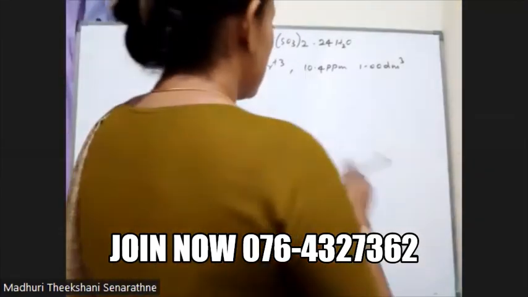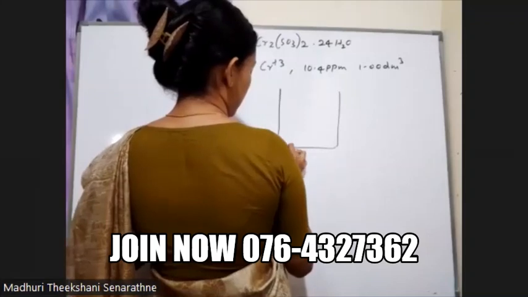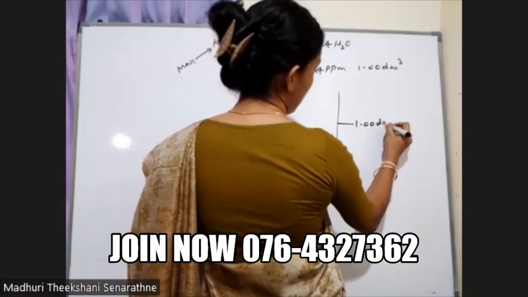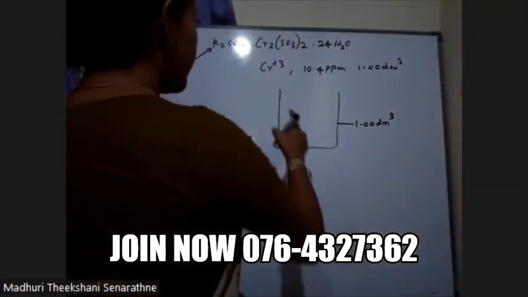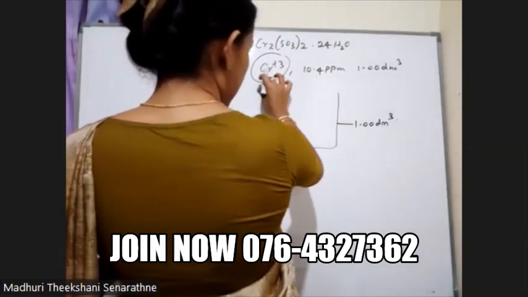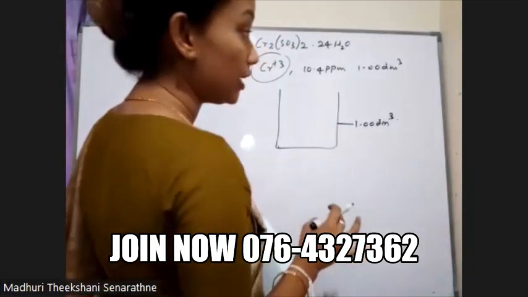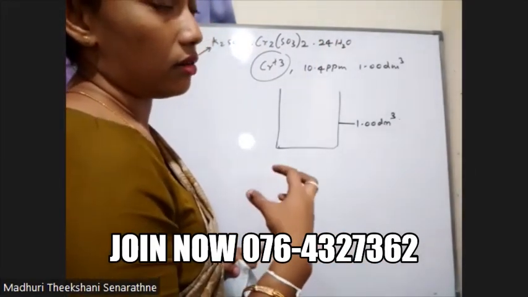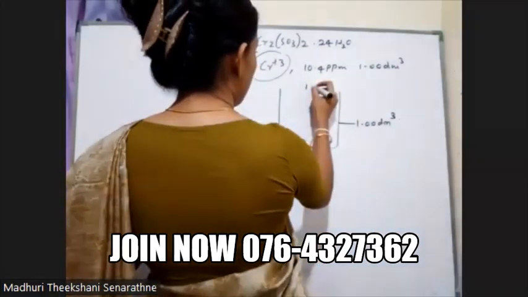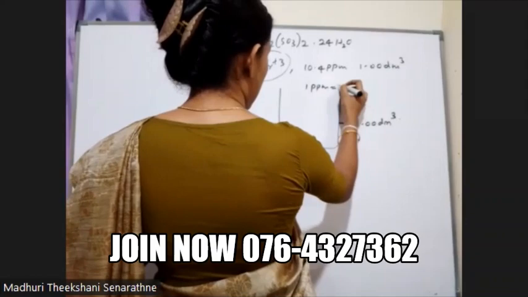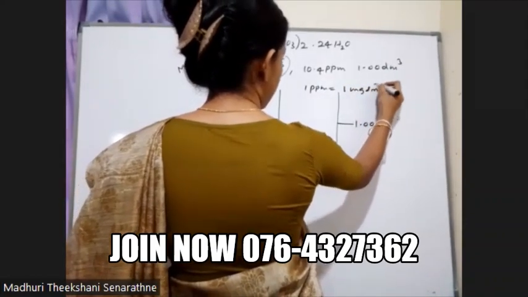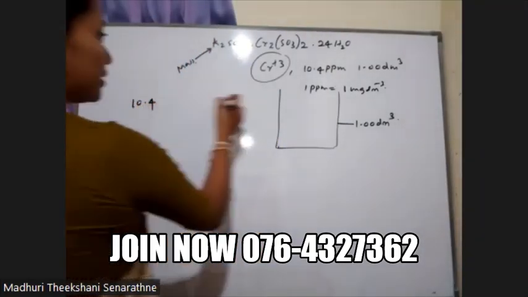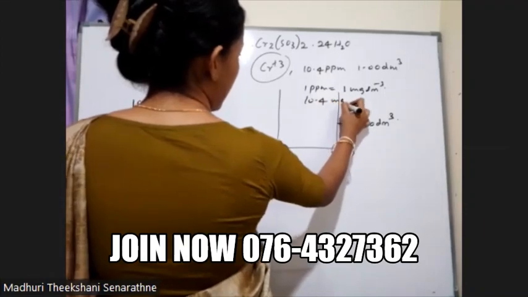So overall, the system is about 1.00 cubic decimeter. We have to make Cr3+ ions at 10.4 ppm. Initially, we have to convert this concentration into a non-ppm unit. So 1 ppm equals 1 mg dm^-3. Therefore, 10.4 ppm is equal to 10.4 mg dm^-3.